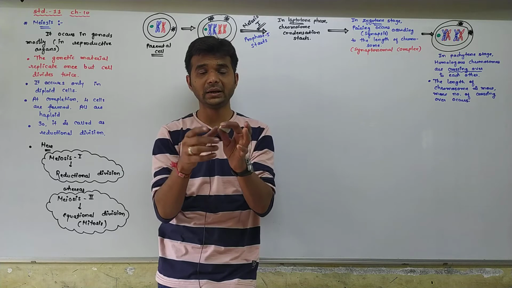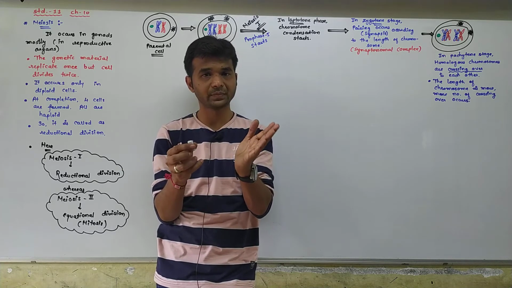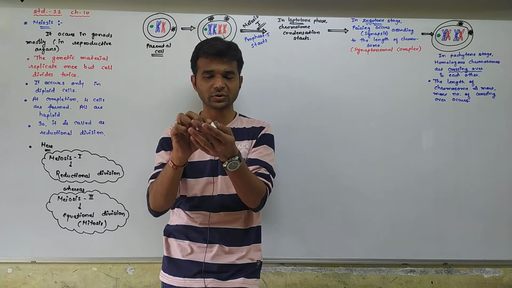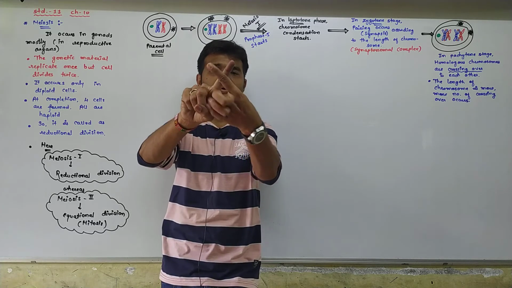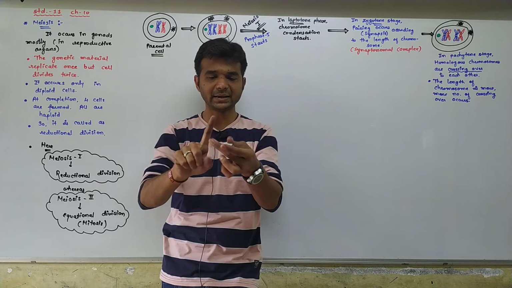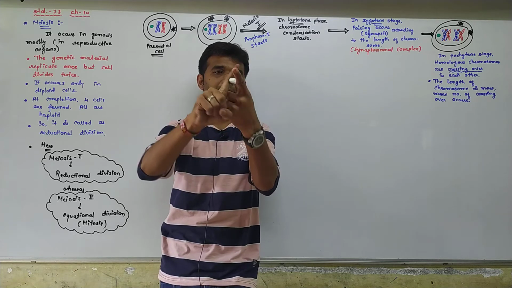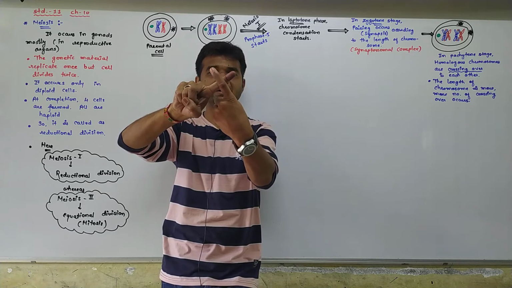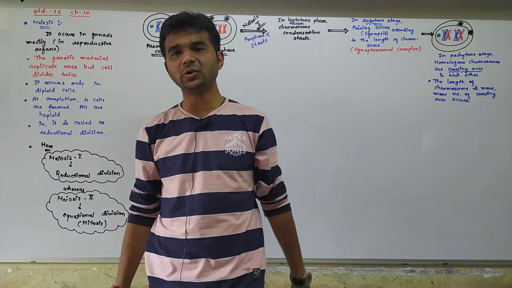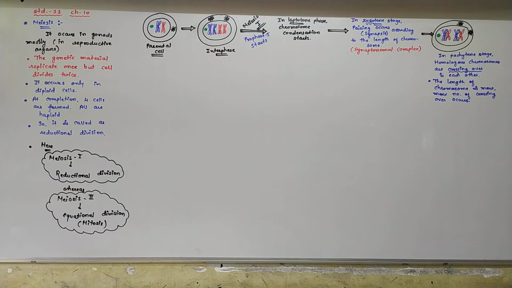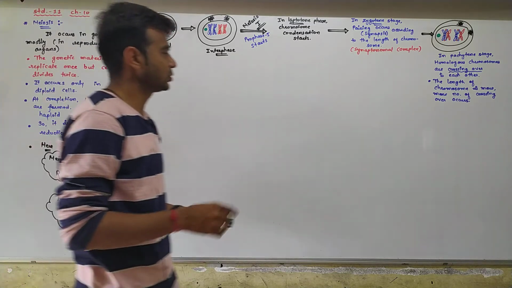And through this site, from one chromosome the genetic information is transferred to the other chromosome also, like this. So you can see the chromosome like this, but actually it is in the opposite way. But at the crossing over site both the chromosomes are connected together. So in the pachytene stage crossing over occurs.